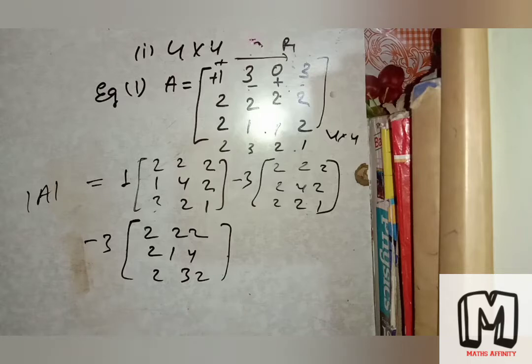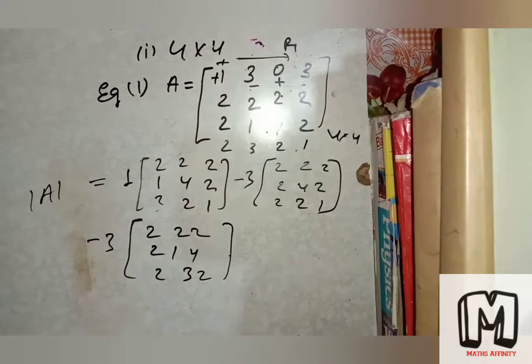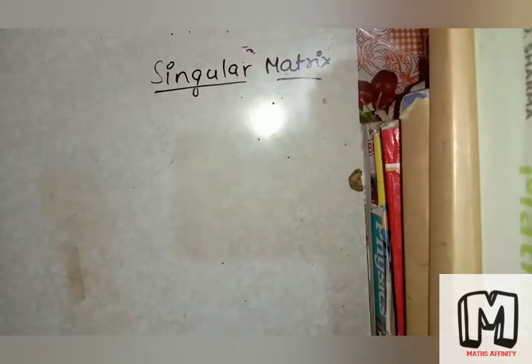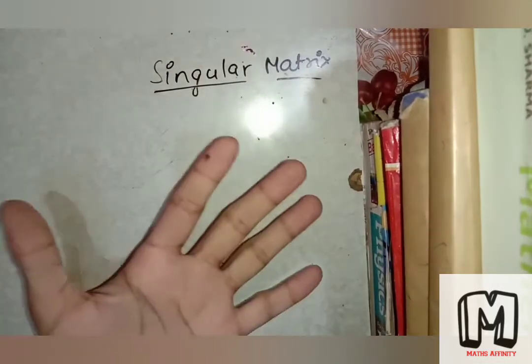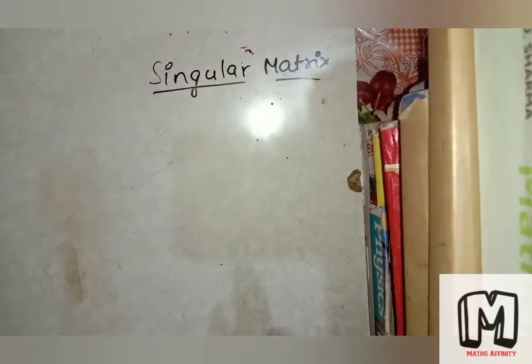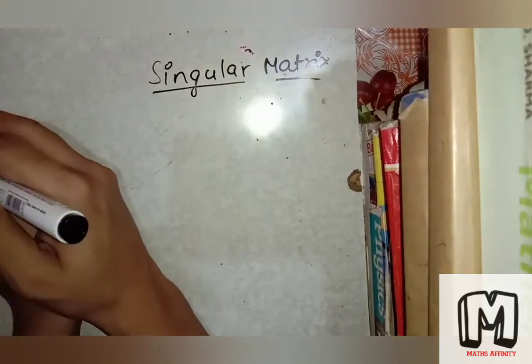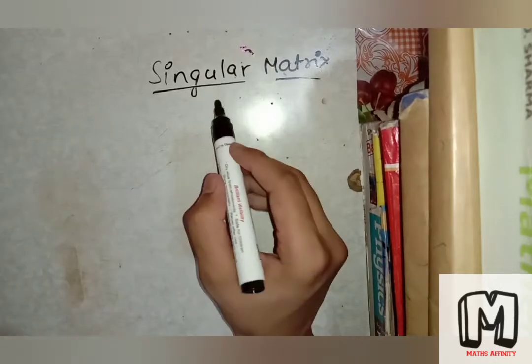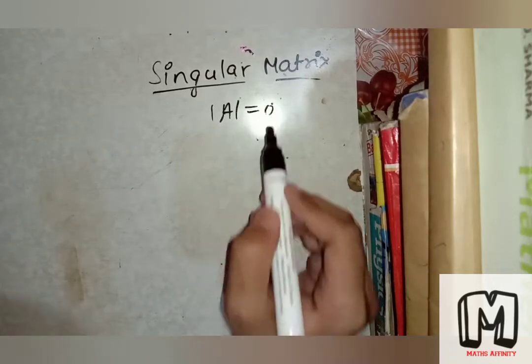So I'm going to take the next topic, that is singular matrix and non-singular matrix. So let's start. Guys, a singular matrix is that matrix in which the determinant always comes 0. What is a singular matrix? It is that matrix in which the determinant always comes 0, meaning mod of A is always 0.